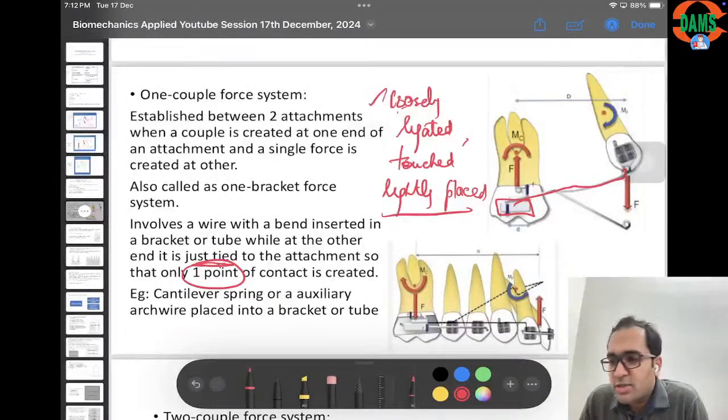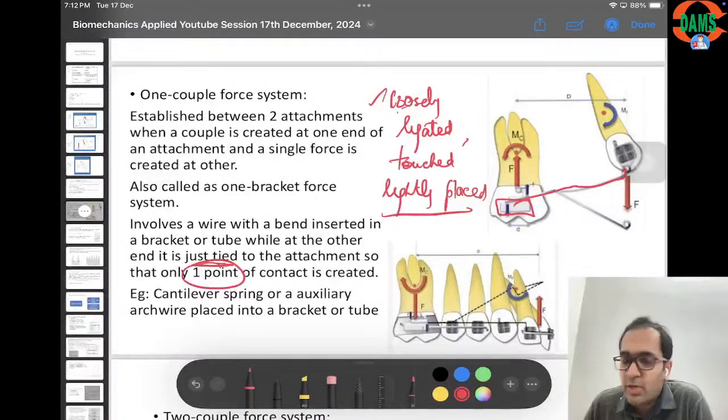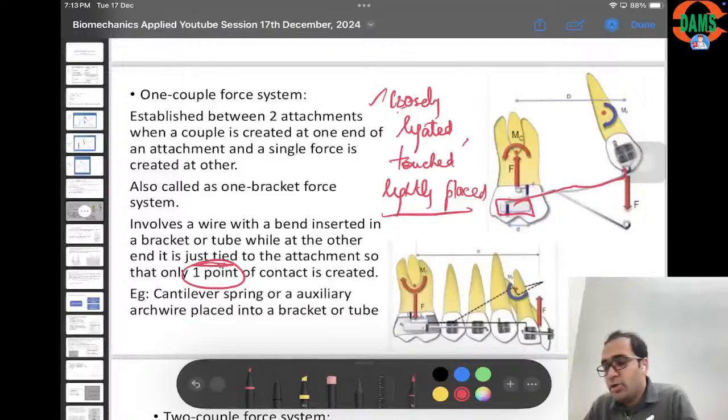Okay, so I'll just repeat one couple system, in which a wire is inserted in a bracket or tube, or at the other end it's just tied to the attachment so that only one point of contact is created. Okay, it's fine. So Muhammad Ali, you just have to rejoin back. Maybe it will work again. Okay, so an example of this is a cantilever spring or auxiliary arch wire placed into a bracket or a tube.